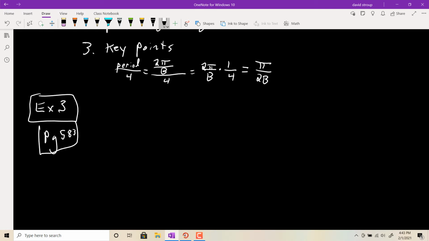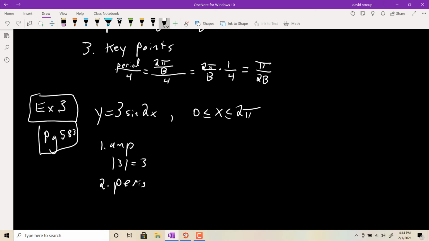Okay, so what we want to do this time is to graph the function y equals 3 sine of 2x on the interval from 0 to 2 pi. First off, the amplitude, that's easy. It's just the absolute value of 3, which of course is 3.